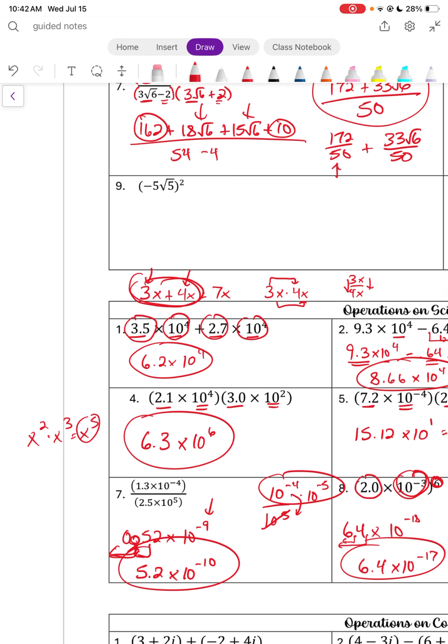Negative 5 root 5 to the second power. Since there are no plus or minus signs, we can simply raise both of these to the second power. Negative 5 times negative 5 is 25. Root 5 times root 5 is root 25, or just 5. So final answer, 125.